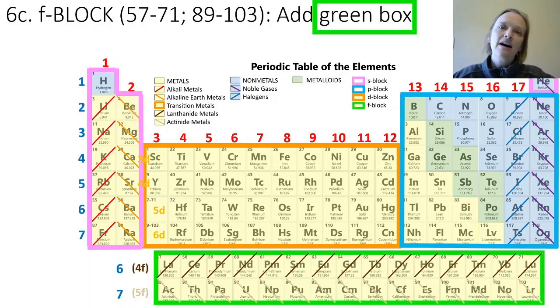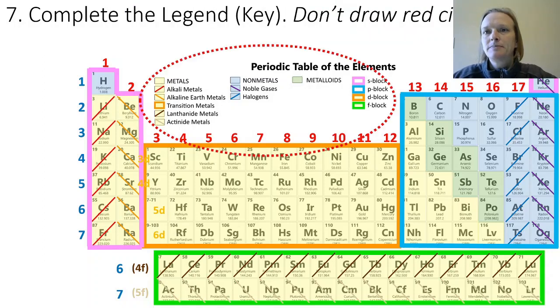And lastly, the F block on the periodic table. Please draw a green box around the lanthanide and actinide series here at the bottom of the periodic table. We call that region the F block. In case I didn't say it enough times, make sure that you have an accurate legend that reflects all the colors that you added to the periodic table.